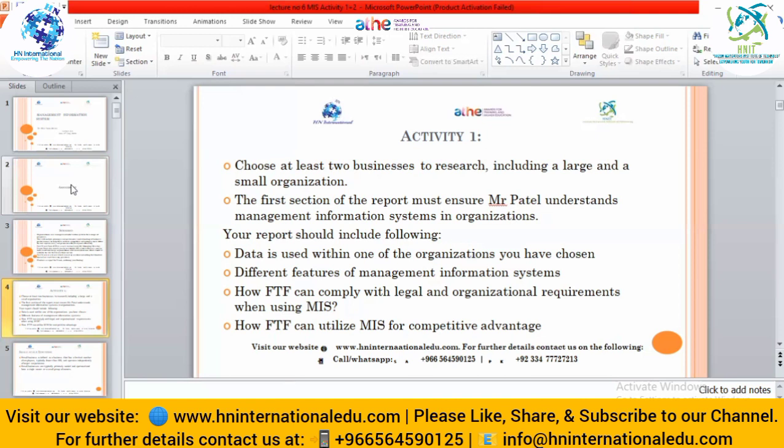So there are 4 steps. First thing is that we have to know which type of data an organization is using. The second thing is that we have to know the features of management information system. Thirdly, we have to know how an organization can comply with the legal requirements, and fourth, we have to discuss the competitive advantage, and we have to tell how we can get the competitive advantage by using the management information system.